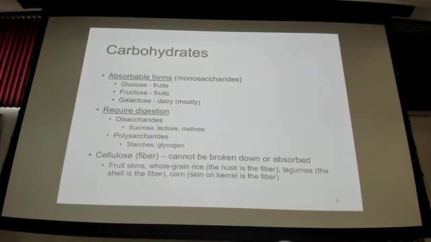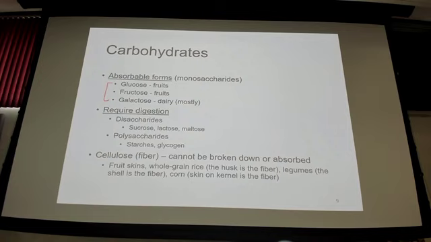Absorbable forms can come and go directly. So glucose, you know that not only from fruits, but we administer it iatrogenically if we need to raise somebody's blood sugar quickly, because it can go directly into the bloodstream and begin to raise that glucose level. Everything else from the diet, disaccharides and polysaccharides, requires digestion before we can absorb them.